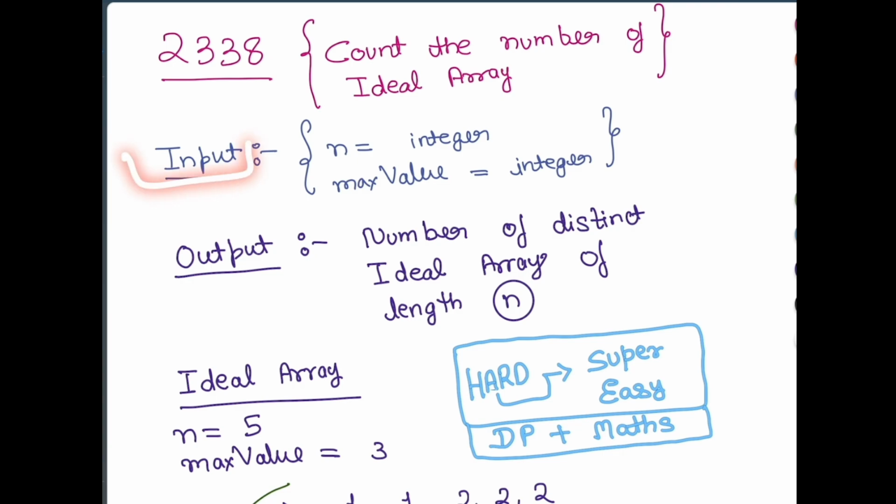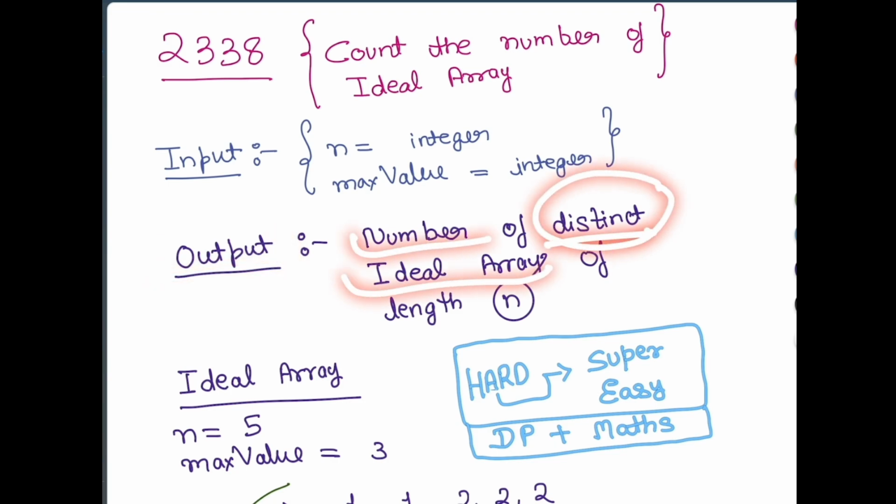The input given in this problem is an integer n and another integer max value. The output which we need to give is the number of distinct or unique ideal arrays of length n. This n is given in the problem itself, or I can say the input. And what is this ideal array?